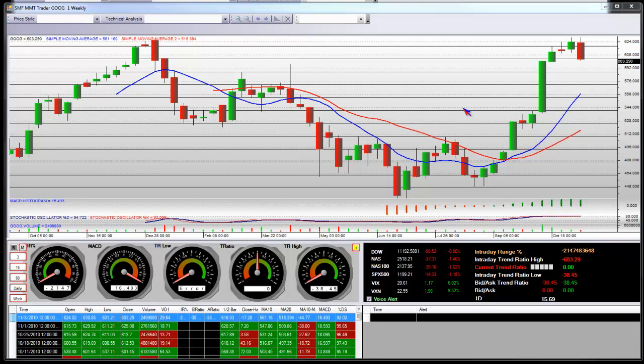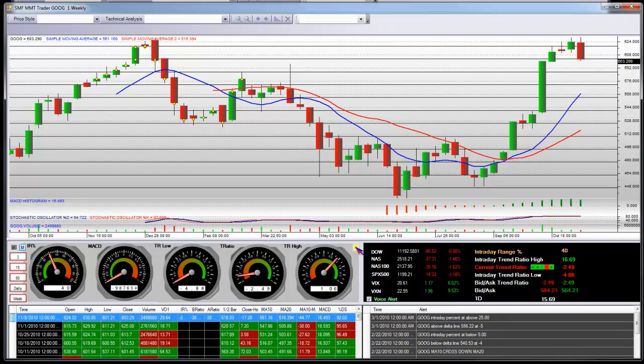Good morning, SMF MMTs. What we're going to be analyzing in your SMF platform, isn't it beautiful? It's nice. Here I'm going to populate the historical data on the charts for the MMTs. Boy, look at that thing zip. Okay, it populated all these weekly diamonds right here.